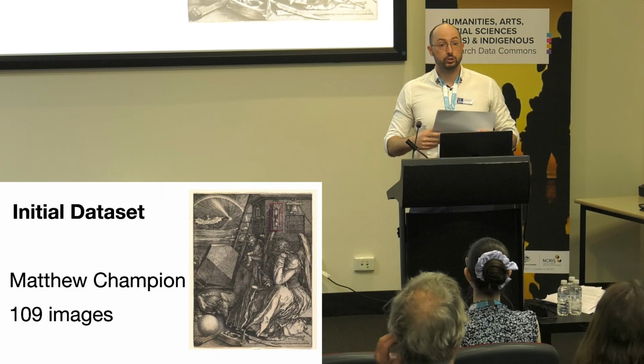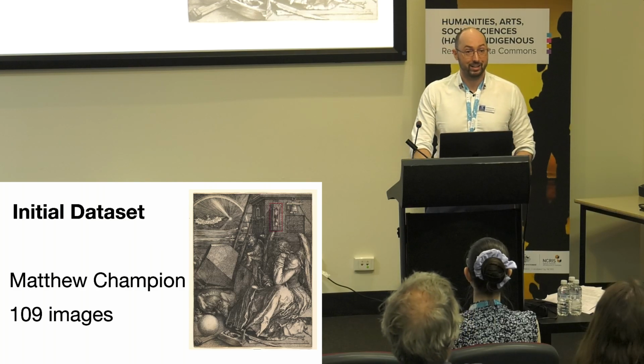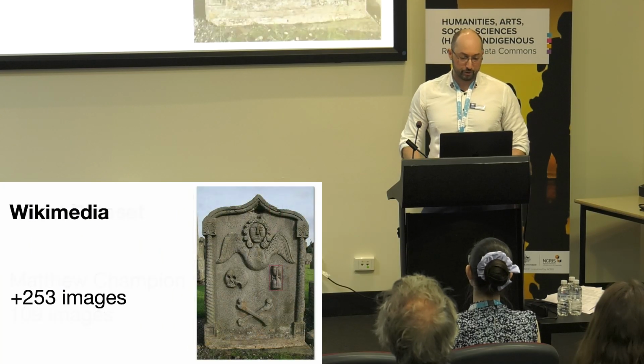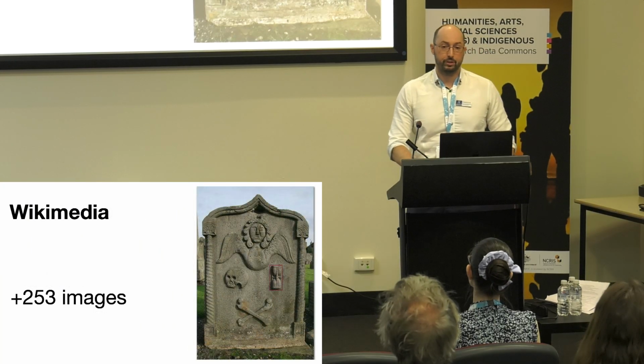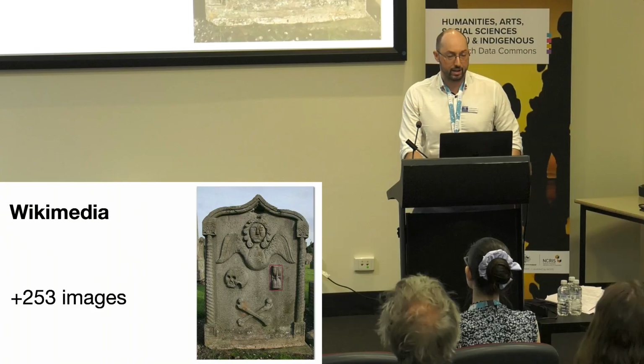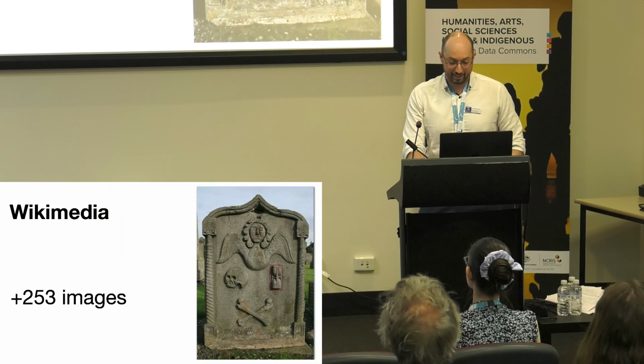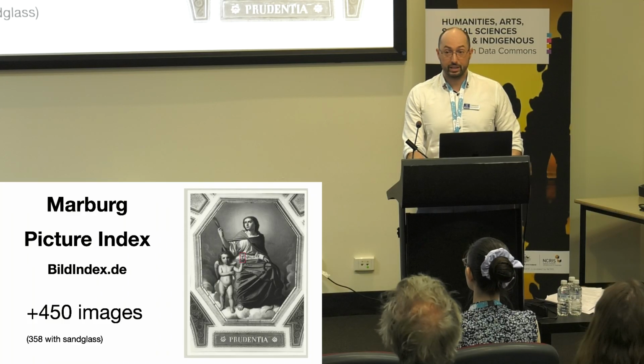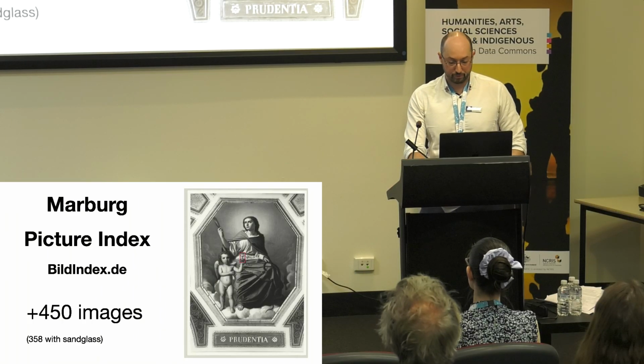And so it's quite difficult for the object detection model to be able to learn from these examples. So we needed to have more examples. So we hunted through Wikimedia, and that gave us 253 more images of hourglasses. But that still wasn't enough, so we went to the Marburg Picture Index, and that gave us 450 images with metadata for hourglasses, but only 358 of them were useful for us.